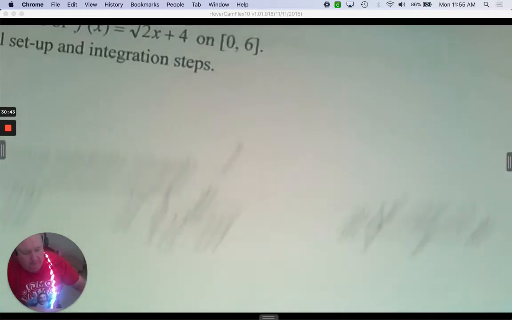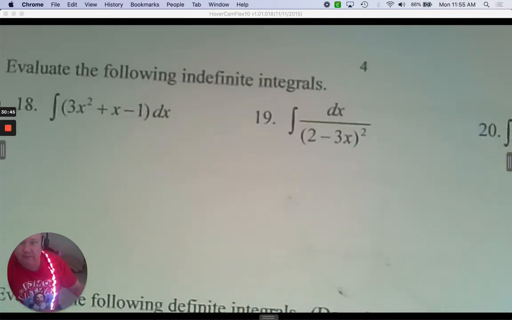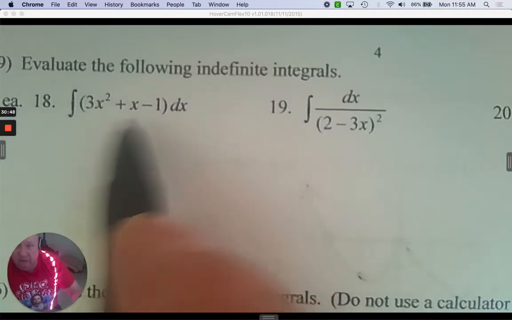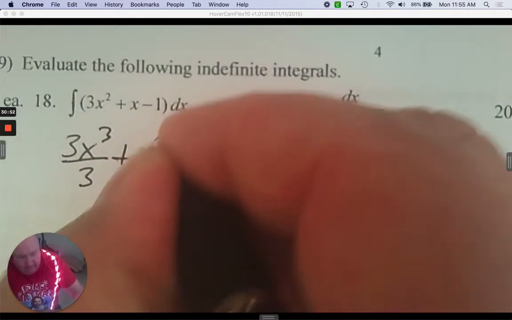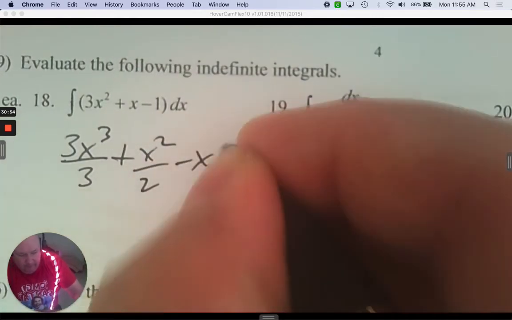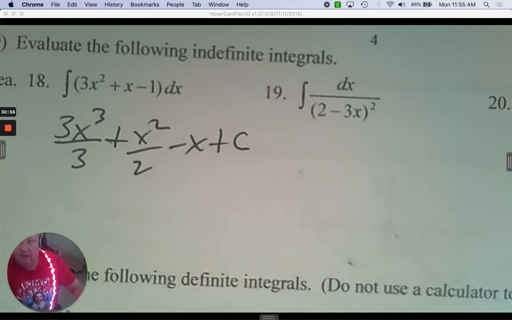Now we're doing integration questions. Can you integrate with the power rule? So that means add 1 to the exponent and divide. And don't forget the constant. Don't have to reduce it down.